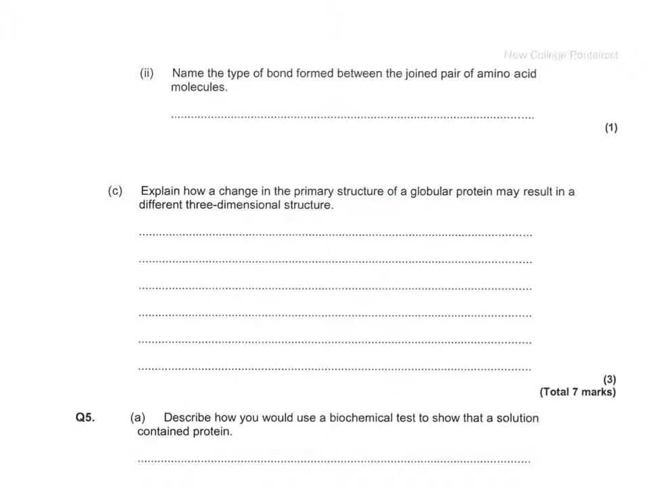Another way that students lost marks is that they used the term primary structure. They thought they were getting the first mark by saying a change in primary structure will cause it. But you can actually define what primary structure is, so replace that with a change in the order of amino acids. That will get you your mark. You've told the examiner you know what a primary structure is.